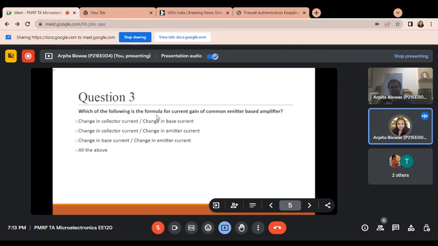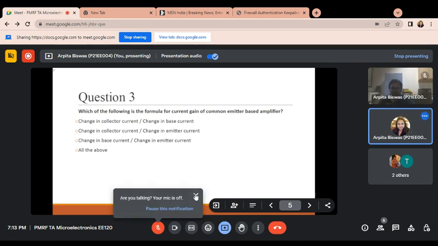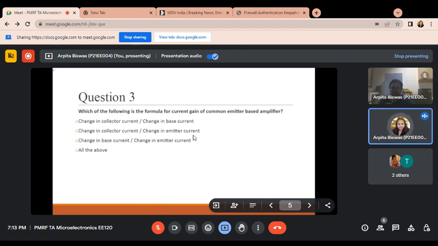Which of the following is the formula for current gain of the common emitter amplifier? The first option is the change in collector current divided by the change in base current, the second option is the change in collector current divided by the change in emitter current, the third option is the change in base current divided by the change in emitter current, and the fourth option is all of the above. So please take your time and then try to get the answer. Option A will be the right answer. For common emitter amplification, it is IC by IB. Okay.